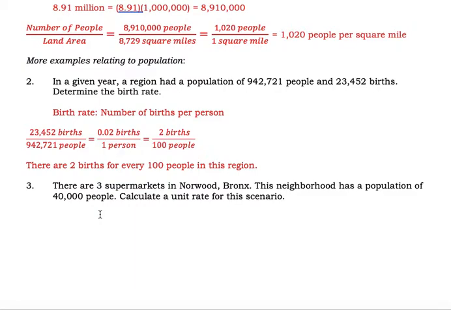So we want to determine a unit rate, right? Again, the first thing we have to ask ourselves is what do we want our final answer to look like? Because if we know what our final answer should look like, that will tell us the order we should divide in. So there are 2 possibilities. We could have the number of supermarkets per person, or we could have the number of people per supermarket.